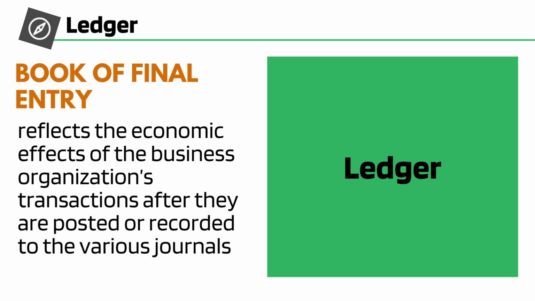The ledger is a book of financial accounts that reflects the economic effects of the business organization's transactions after they are posted or recorded to the various journals. Transactions are recorded for the last time in a ledger, hence it is also referred to as the Book of Final Entry. The ledger is used to prepare financial statements and includes a list of all the accounts. The ledger is affected by regular business activity and can be recorded by hand or through an electronic document.